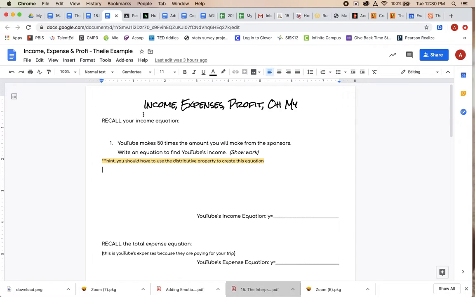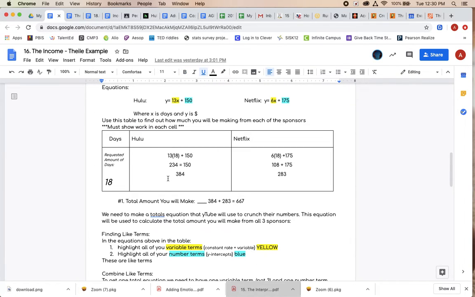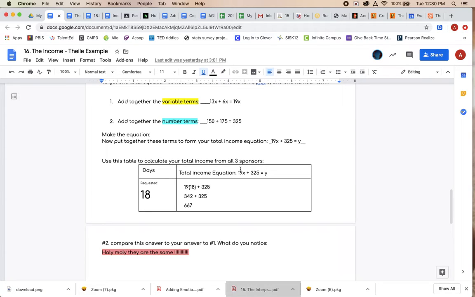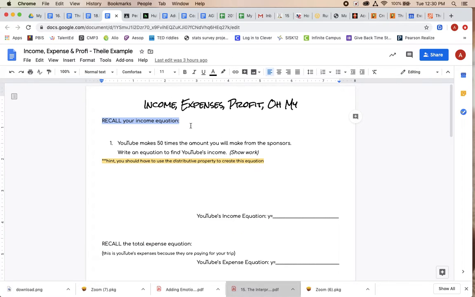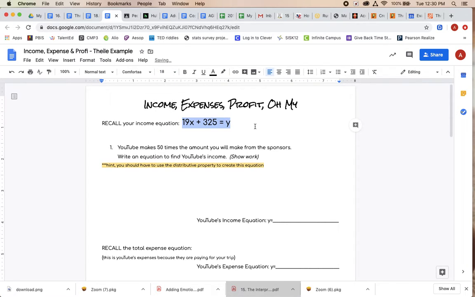So I'm going to do the income, expense, and profit page with my income. It says to recall my income equation, so I'm going to go back to the income page and get my total income equation. There it is. I'm going to copy it down and put it here. Okay, so I got that from the income page. There's my income.